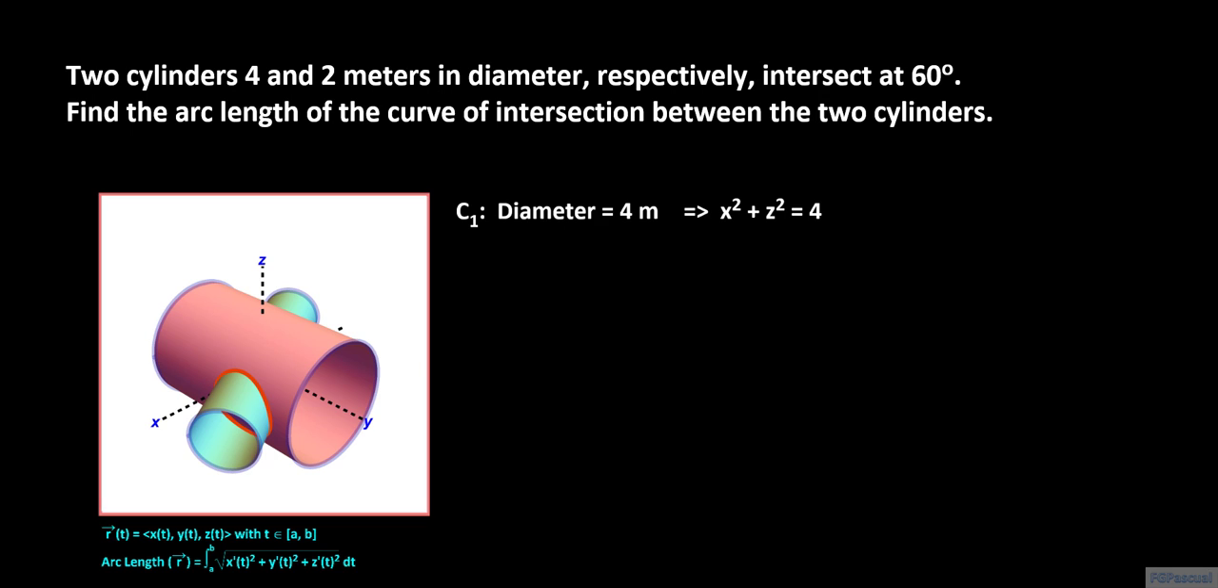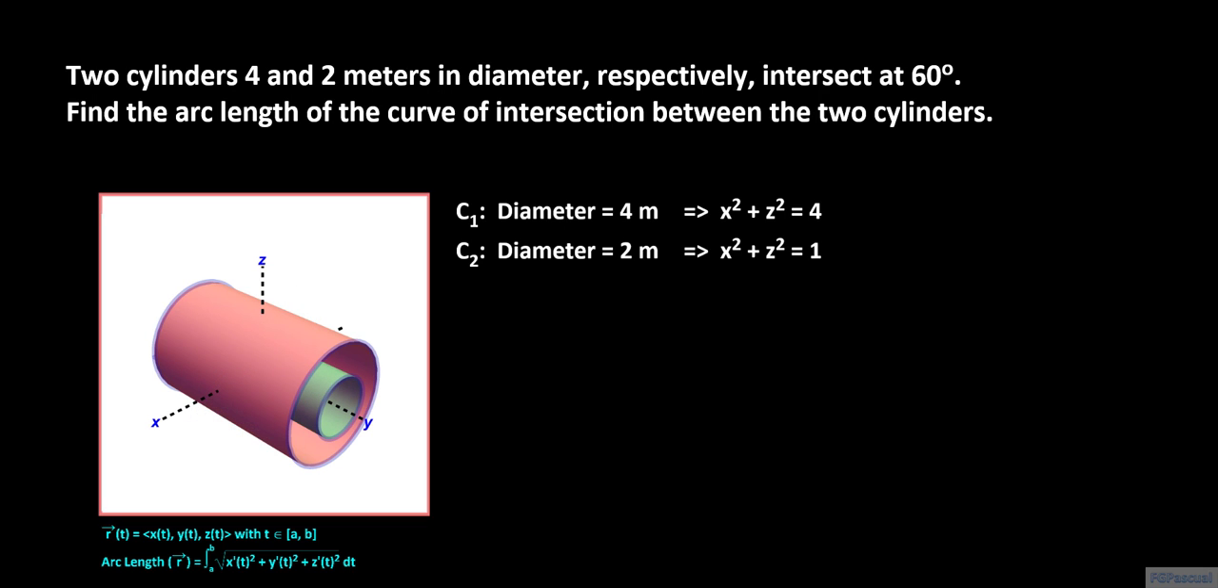Finding an equation for the small cylinder is not quite as straightforward. To find an equation for the small cylinder, we start with the cylinder which we call C sub 2, whose equation is x squared plus z squared equals 1. C sub 2 has the same radius of 1 meter as the small cylinder in the exercise. The one big difference is that this cylinder, like the big cylinder, has the y-axis as its central axis, so that it is parallel to cylinder C sub 1 and does not intersect C sub 1 at 60 degrees.